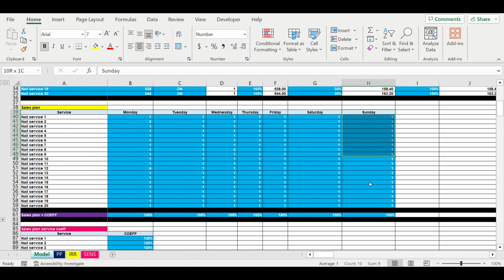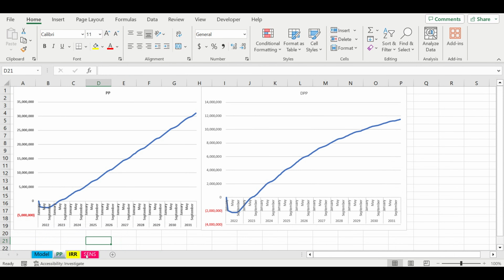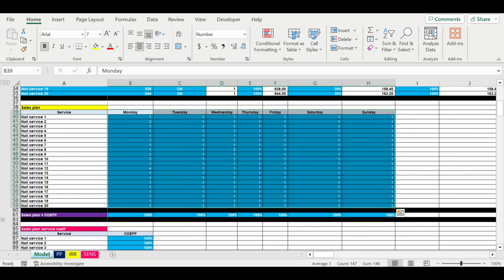Or if it is Sunday, you can't put any services because the nail studio is closed, for example. This is very important because when you will be putting values inside the sales plan for nail services, you will be thinking if this amount of nail services is realistic or not for this or that day of the week. Later, this will make you feel confident about the revenue values which you will see inside the cash flow statement.